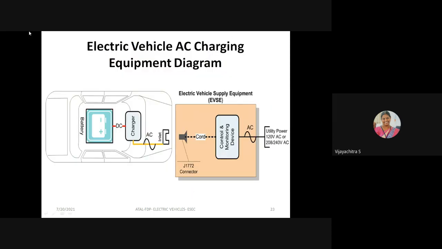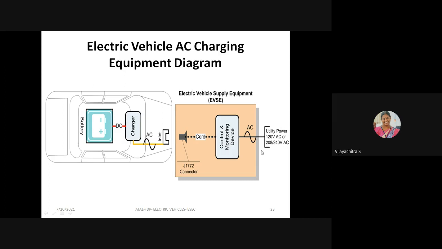So this is the electric vehicle AC charging equipment diagram. This is the battery and this is the charger. Okay, and this is the plug-in area. Here AC alternating current enters this charger, then it is converted into DC and stored in the battery. This device is called EVSE. This is the port which is called a connector. This is the industry standard connector port, the J1772 connector. Okay. Here this EVSE can be used for monitoring as well as control.